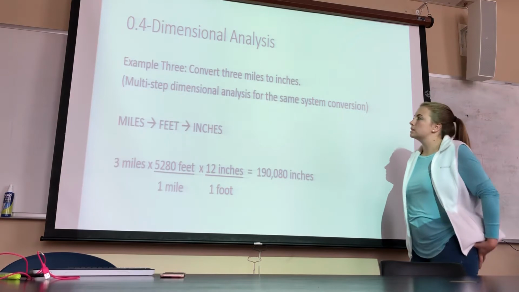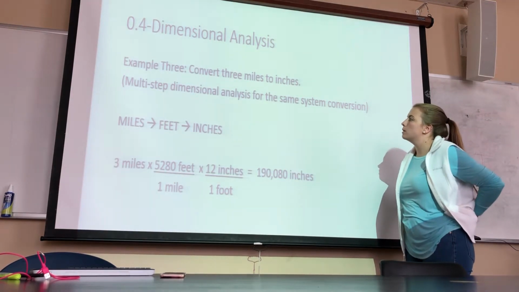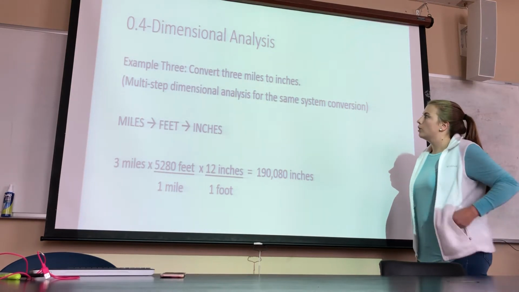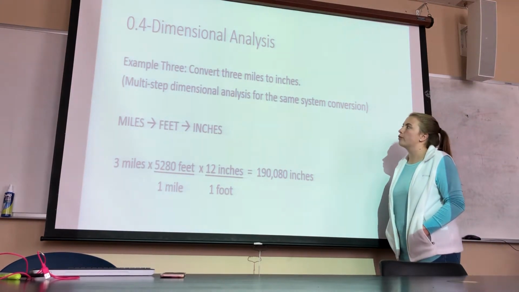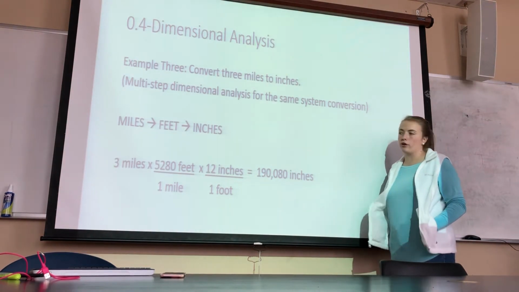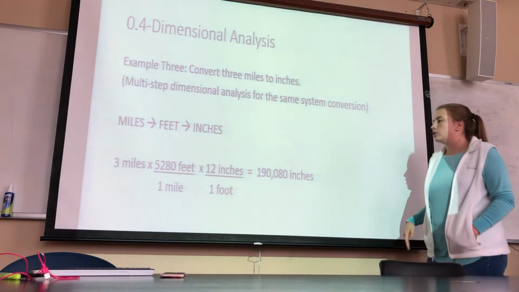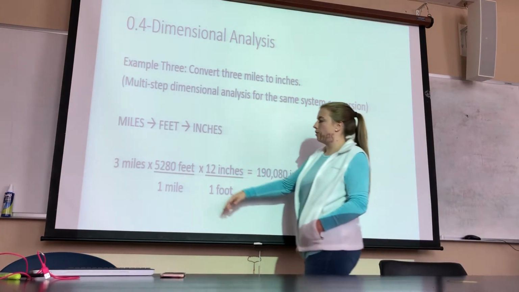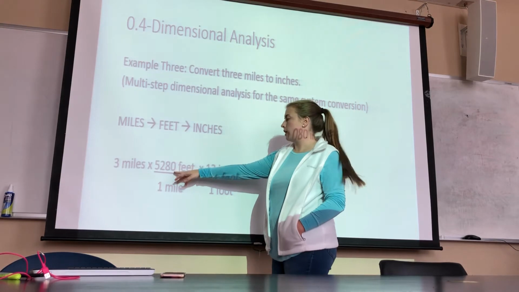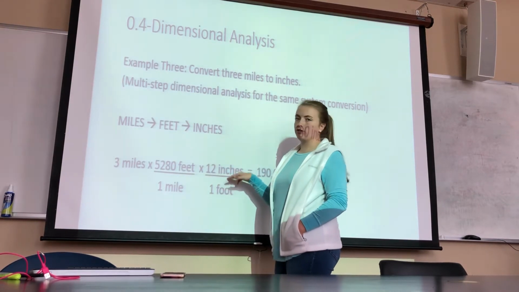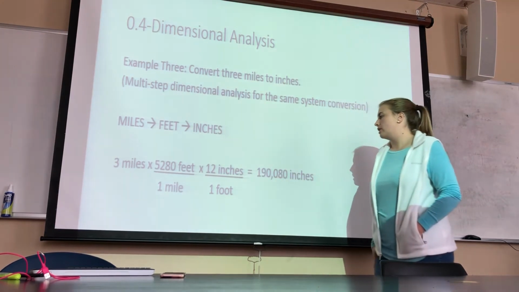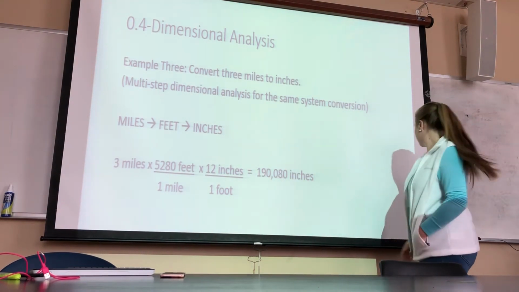Okay, one last example is example 3. It's a multi-step dimensional analysis for the same system. So you're going to convert 3 miles to inches, and there's not really a given miles to inches, so you're going to go miles, feet, inches. So you start with 3 miles, and you know how many feet are in a mile, 5,280, and then you know how many inches are in a foot. So your feet cancel, giving you 190,080 inches.